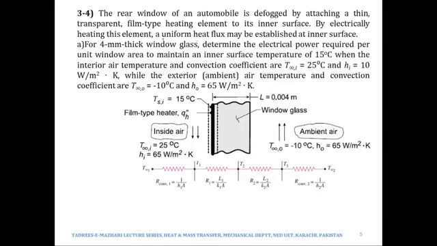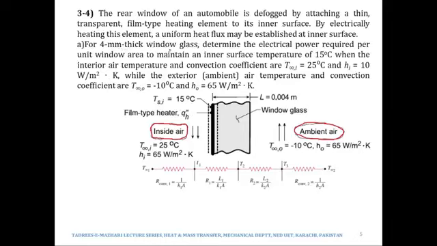Now by electrically heating this element, a uniform heat flux may be established at the inner surface. This is what I have just explained to you. So over here we have this diagram. We have this glass window, rear glass, and now this is the inside and this is the outside. So inside, this thick black thing is the film type heating element.